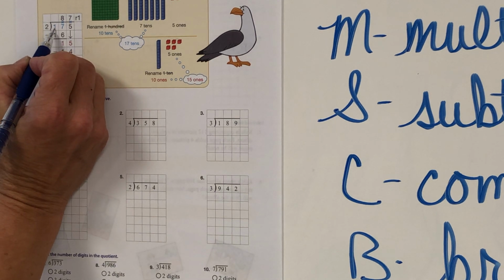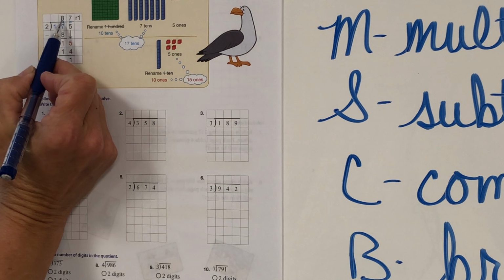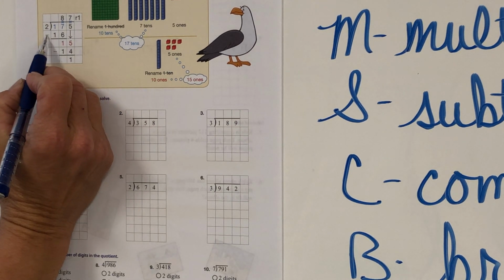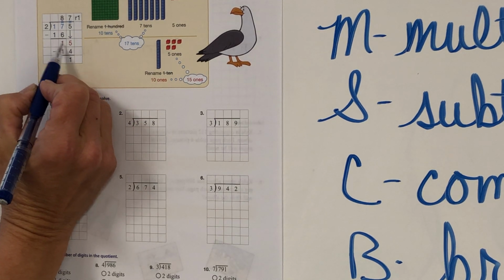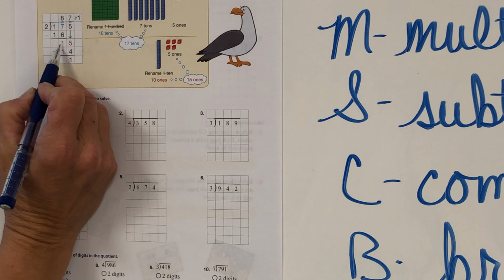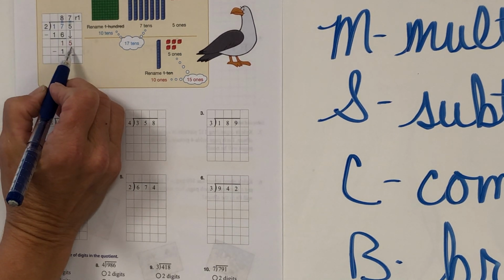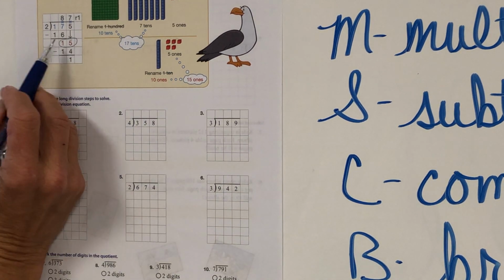So 2 will not go into 1, so we don't put anything there. 2 will go into 17 8 times. 8 times 2 is 16, and we subtract. 17 minus 16 is 1. We compare it, it's smaller than 2, so we bring down our next number. And this becomes our new dividend.